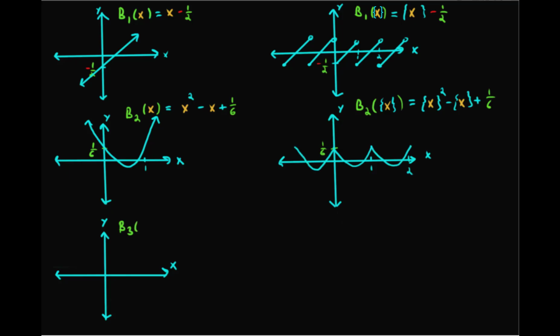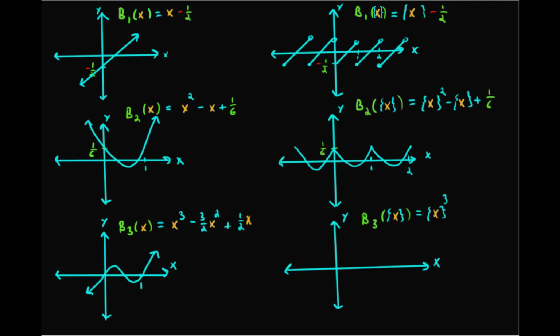And it's the same story for b3 of x. b3 of x is a cubic, and b3 of the fractional part of x is going to be that section of the cubic where x ranges from 0 to 1, repeated infinitely to the left and to the right.